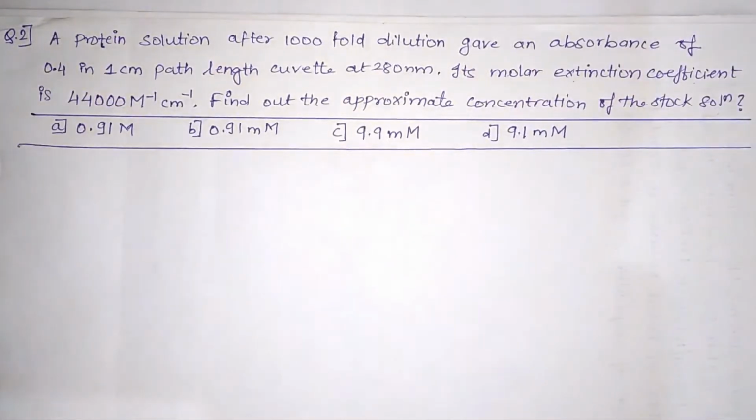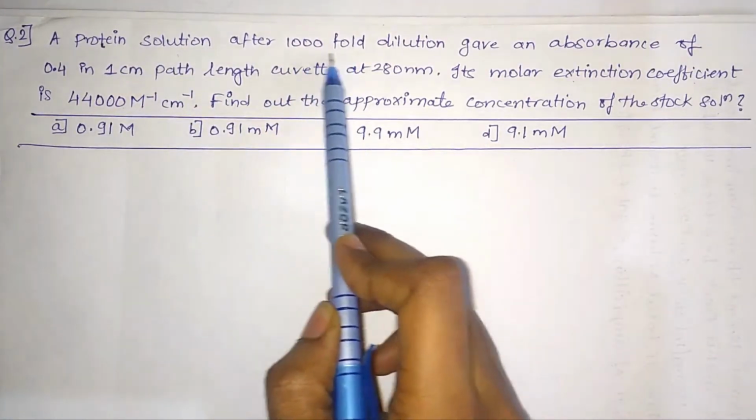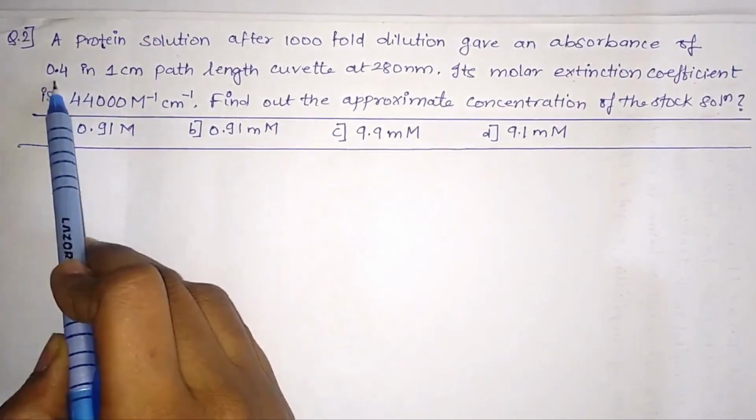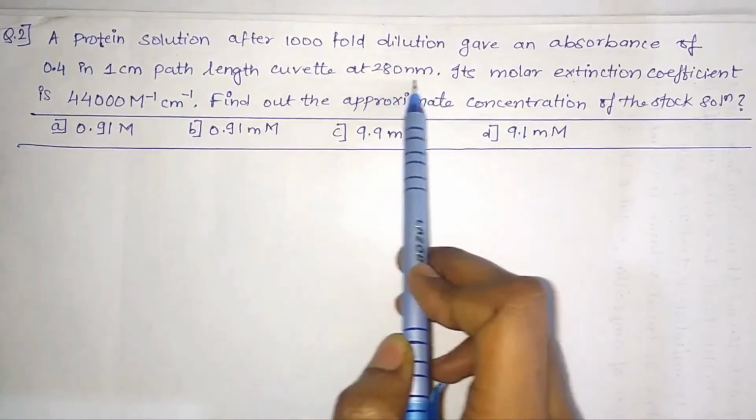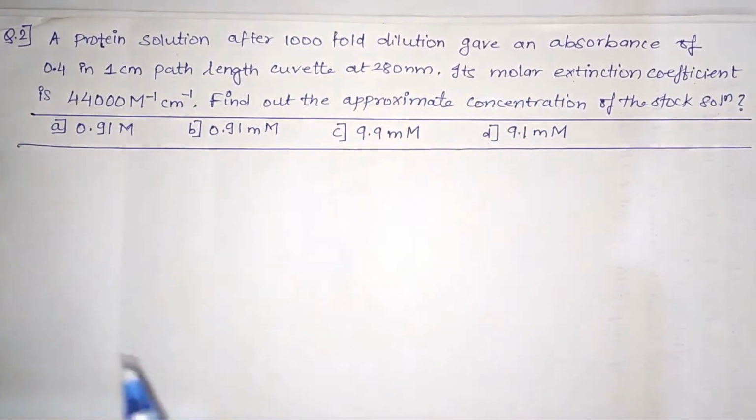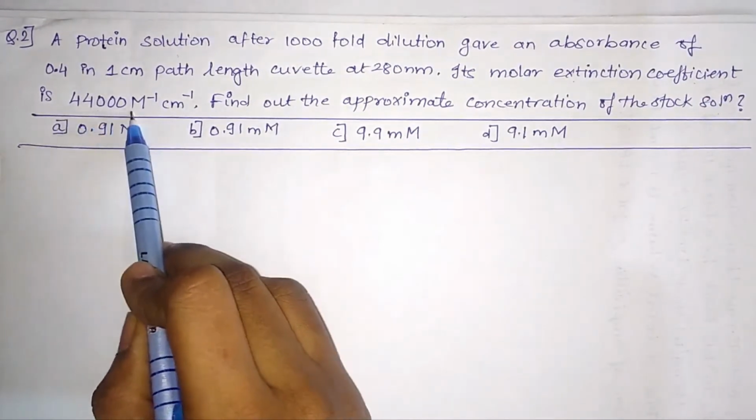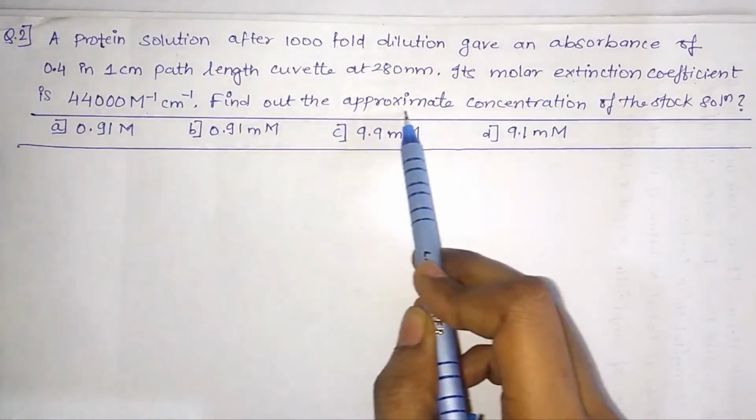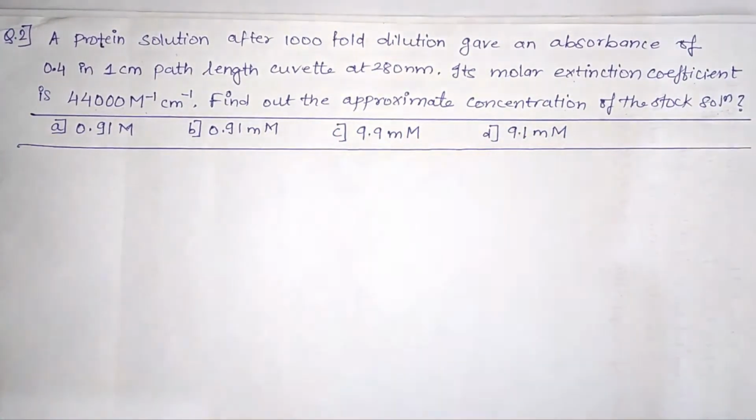Welcome back, learners. Let us learn to solve the second question. A protein solution after 1000-fold dilution gave an absorbance of 0.4 in a 1 centimeter path length cuvette at 280 nanometer. Its molar extinction coefficient is 44,000 M^-1 cm^-1. Find out the approximate concentration of the stock solution.